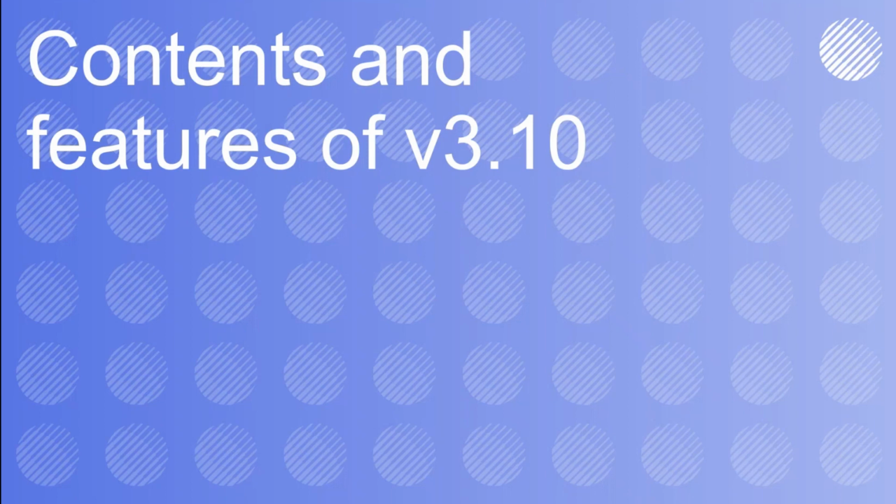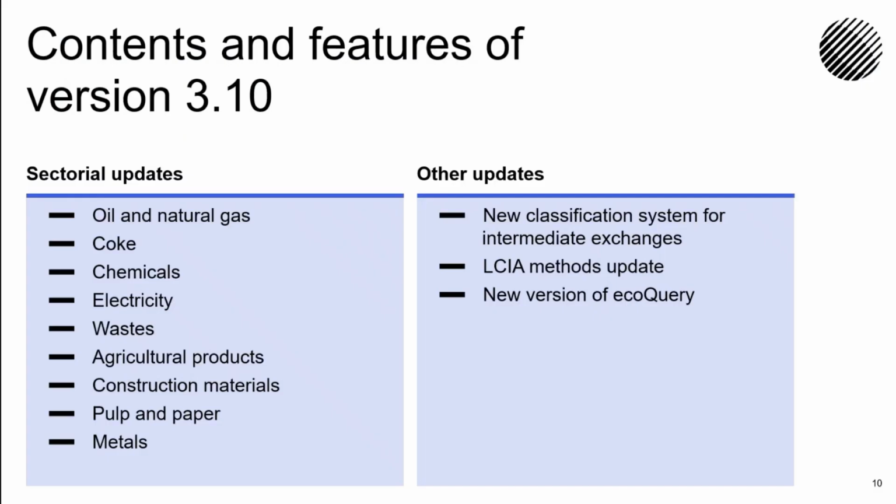Let's dive now into the main topic of today's webinar and see what were the main data updates done for version 3.10. The updates done for version 3.10 concern mainly the 9 sectors listed here. The most significant changes were made in the sectors for oil and natural gas, chemicals, electricity, and waste. I'll spend a bit more time on those sectors, in particular oil and gas and the chemicals, and then describe more briefly the updates done in the other sectors. And at the end, I'll cover the few other updates that are not specific to a sector, as well as some of the features available to our users.